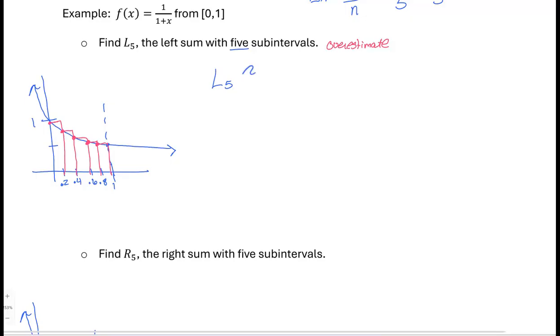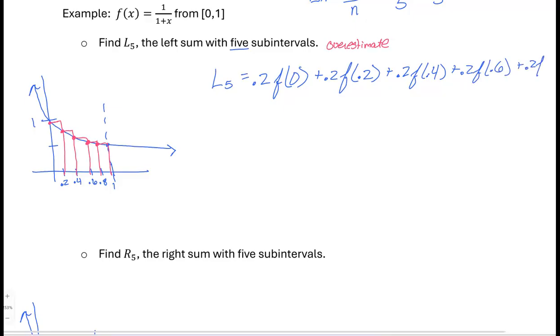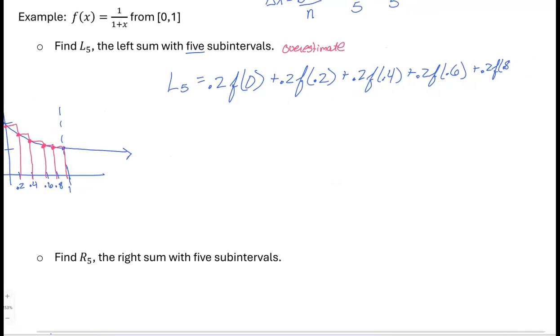So to figure that out, remember it's length times width. So that length is 0.2, and that width is going to be what's going on at that left endpoint. That left endpoint for that first interval is at 0. And then we're at 0.2 for that second interval, 0.4 for the third, 0.6 for the next one, and 0.8 for that last one. We need to know what those values are, so I'm just going to plug 0, 0.2, 0.4, 0.6, 0.8 into this function.